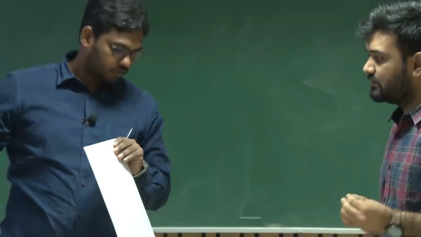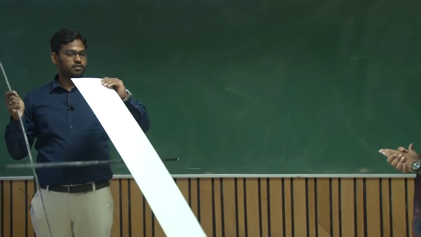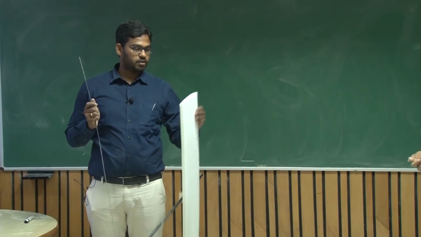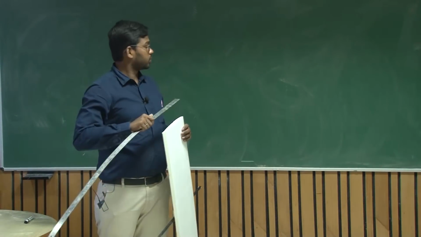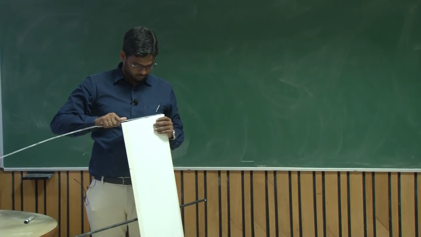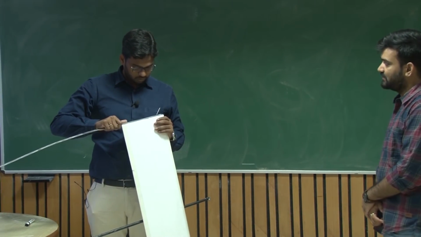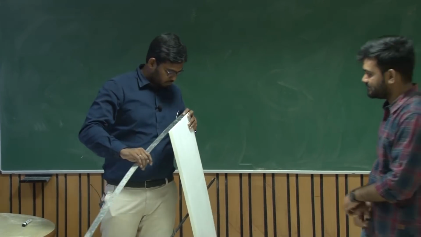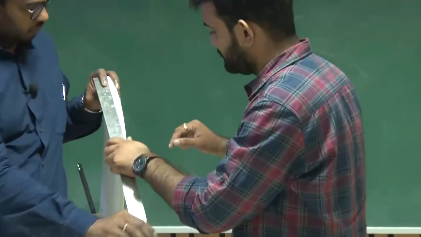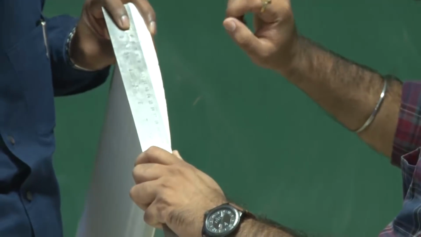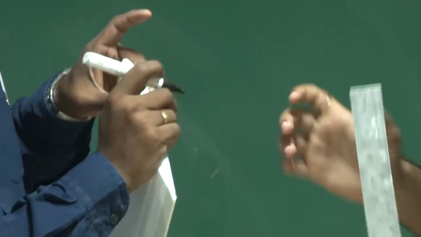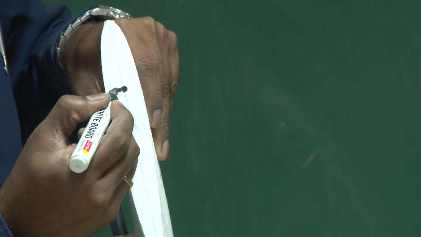So what will be the aerodynamic center for this configuration? It's a rectangular wing, so the chord remains the same. Lambda is 0 in this case. The C bar will be C_R, and the aerodynamic center will be 0.25 times this chord length. So 23 by 4 is approximately 5.75. So this particular marking here is 5.75 centimeters.